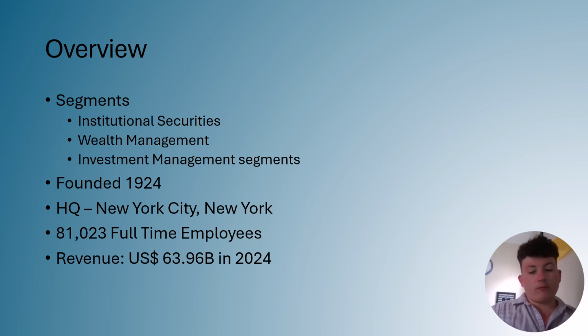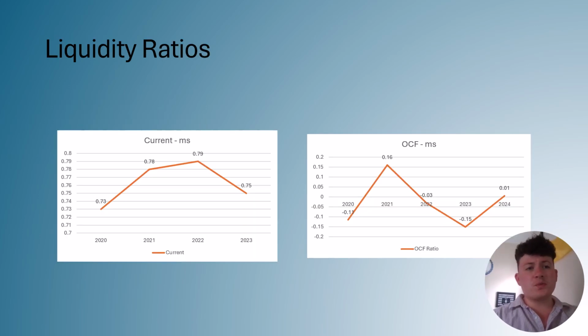All right. So let's get started with some liquidity ratios. Again, their current ratio has just been kind of falling in line, maybe a little bit at the lower end compared to the other two companies that we already discussed, but it's still well within that range, about 0.75 to 0.8. It just seems to very much be a trend for this industry.